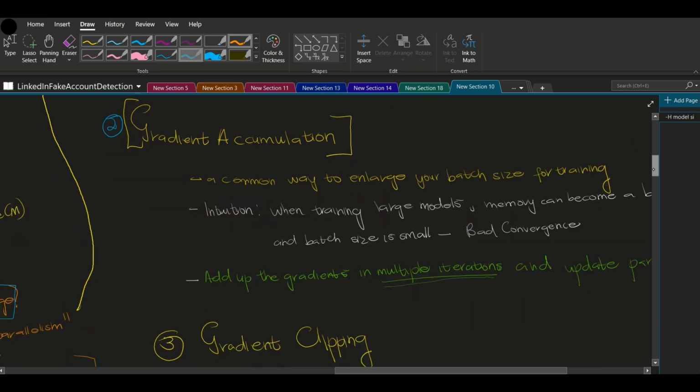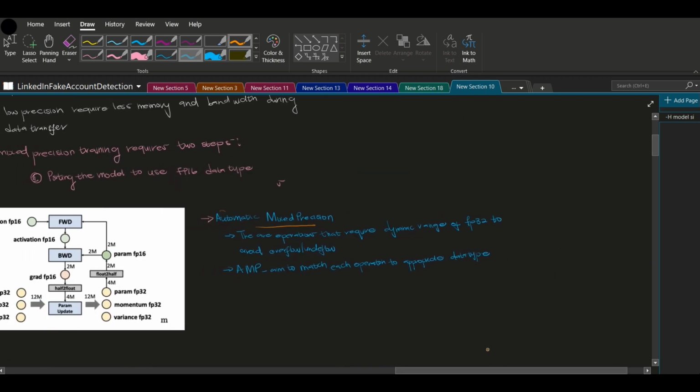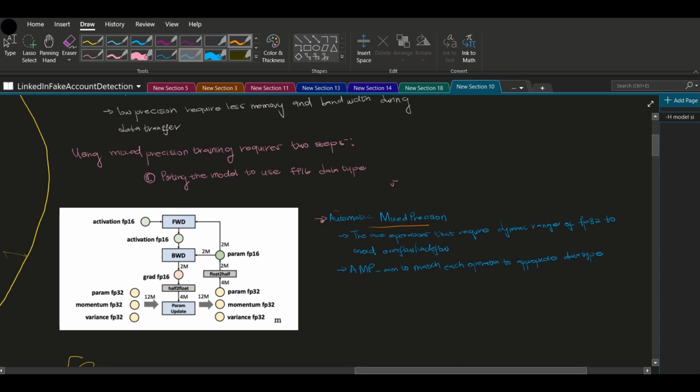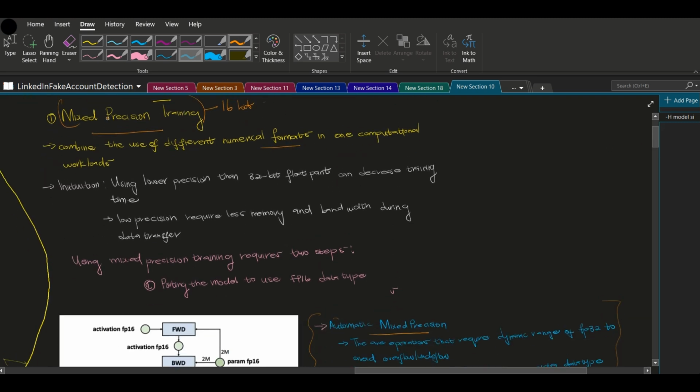I have to say that there is also another technique called automatic mixed precision. This one tries to figure out the correct floating point type to avoid overflow and underflow. It tries to match each operation to an appropriate data type. This is usually what is recommended because you don't have to face the overflow and underflow problem. Trying to do it manually can cause problems, especially when you're training.